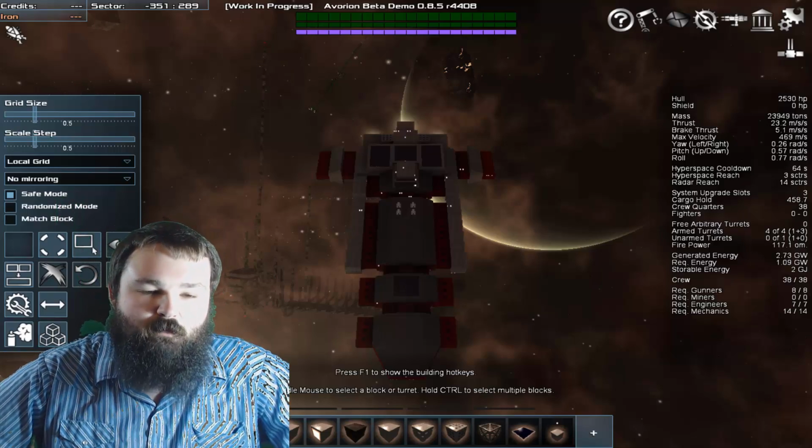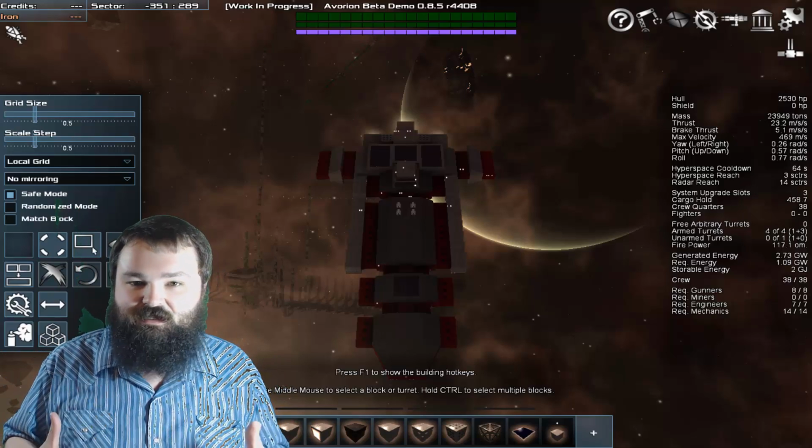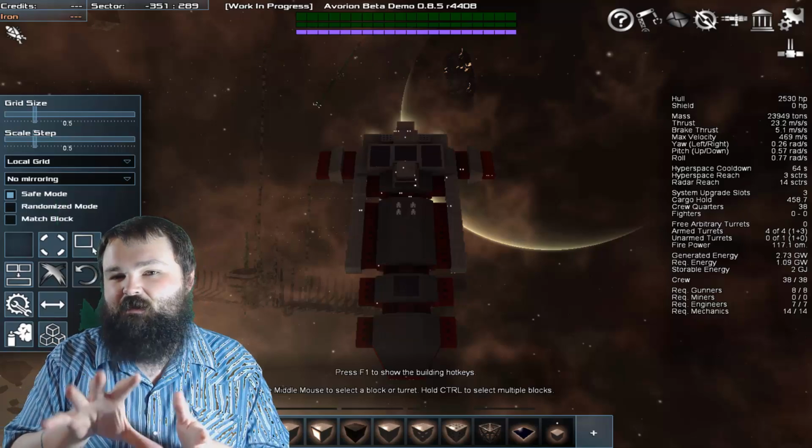But let's go ahead and move on to mass. Obviously mass is the density multiplied by its volume. So that doesn't make a whole lot of sense.